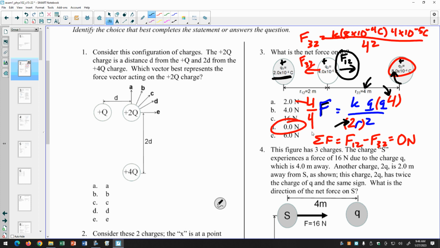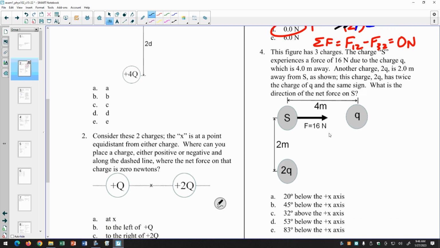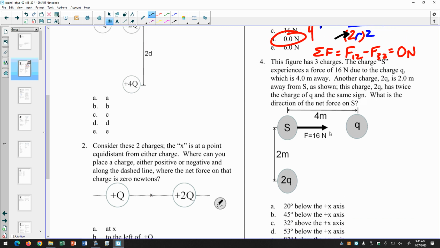And you do need to, by the way, know how to do this whole gymnastics, because that comes up, for example, in number 4. Can we do number 4 while we're here? Number 4 is not easy either, because what I have here is very similar, actually. I have a charge S, and there's a force of 16 newtons due to that charge Q. And then I ask, what is the direction of the net force on S?